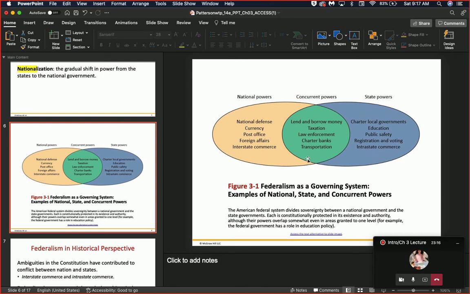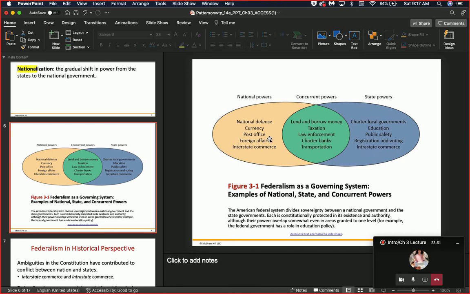So there's the power to lend and borrow money. The important thing to know here is that the states can only borrow money from the national level. They can also lend money to the national level, which we have seen happen a couple of times with different wars throughout our history, where the states have given money to the national government to pay for different war efforts. The national government is the one that can borrow from different countries.